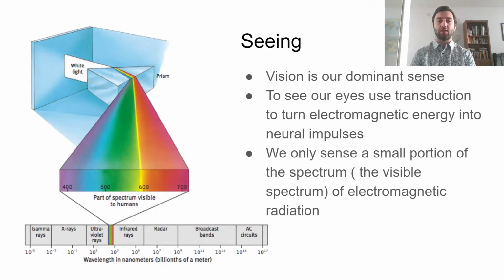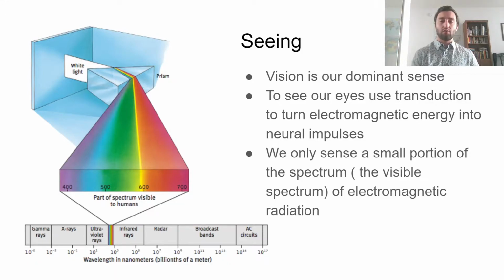Vision is the main thing that we use for pretty much everything, right? We have other senses to do other things. Like hearing is obviously pretty important, but vision is definitely our most important sense. It's really important for us to see things and look at things. That's kind of why we have a pretty big chunk of our brain devoted to vision. So it's our dominant sense.